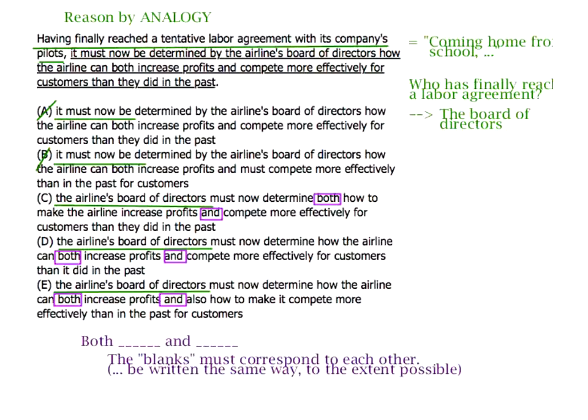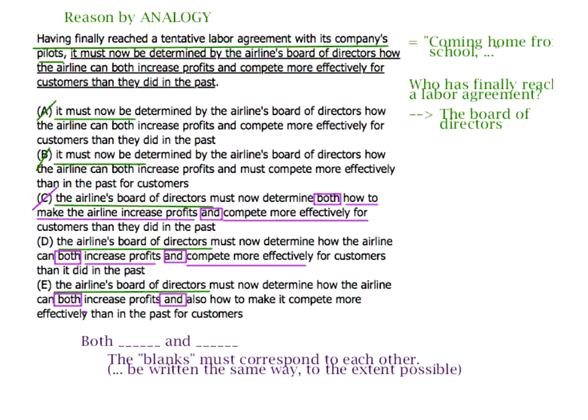So the things that are after those have to be matching things. That's how this game works. So if you look at what comes after those things, look at it. So here it's how to make the airline increase profits. But this is not how to compete. This is just compete. So those are not parallel. This is increase profits, and this is compete more effectively. We're happy. These are parallel.